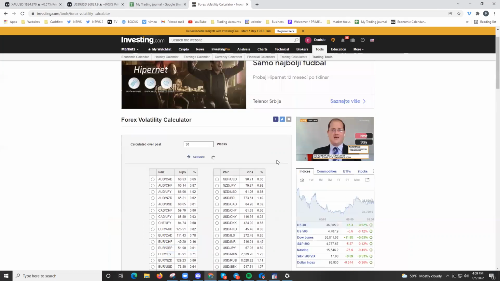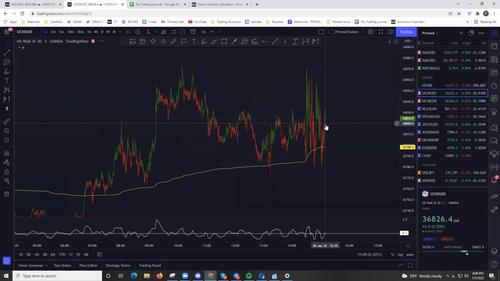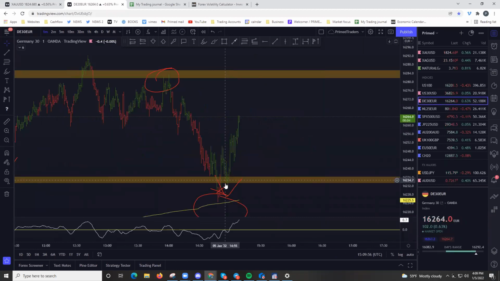But yeah, this is moving up. You see, this is what I'm talking about. US30 is as well moving up. I mean, look at the DAX. You guys see the DAX? This is where we entered. Jeez.